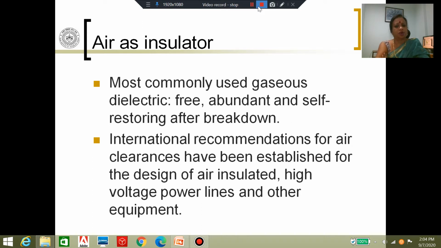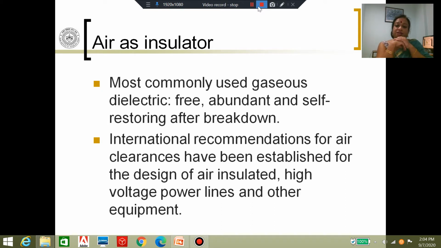Air is used as the most common insulator when we can make do with gases, of course, because air is abundantly available, it is free, and it is self-restoring after breakdown. So let's say in the transmission line, air breaks down. You have a single line to ground fault and air breaks down. In case it's just the insulator which breaks down, you just have to wait for sufficient time to elapse and the air will regain its dielectric property. The charged particles will diffuse away, will be removed from the gap, and the air will regain its insulating property.